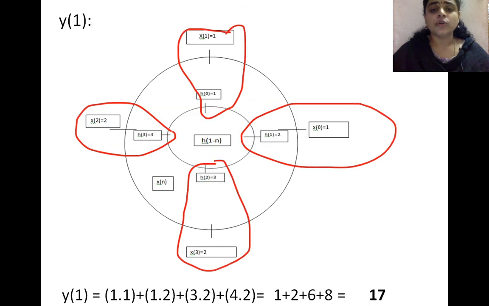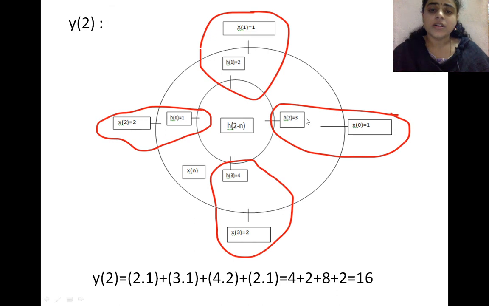For y of 2 you have to shift y of 1 one time, shifting to the left. So h of 1 will come to here, h of 0 will come to here, h of 3 will come to here, h of 2 will come to here. If you observe, here it is, multiplication and then addition.